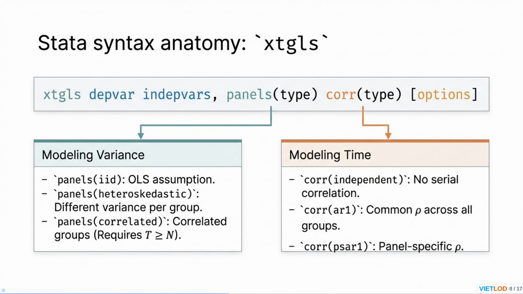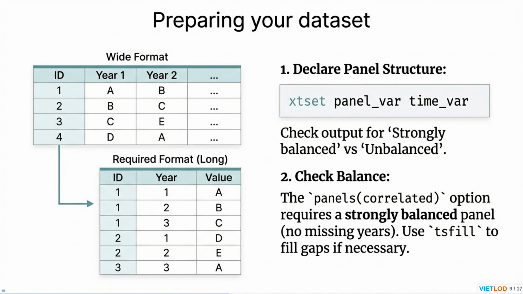The corr option handles time series correlation. Corr independent assumes no serial correlation. Corr AR1 models a common first-order autoregressive process with a shared autocorrelation coefficient, rho. For greater flexibility, corr PSAR1 allows each panel to have its own specific rho. These options enable precise tailoring of your xtgls model to the complexities of your panel data.